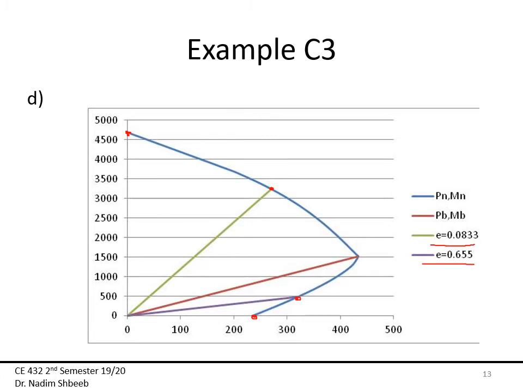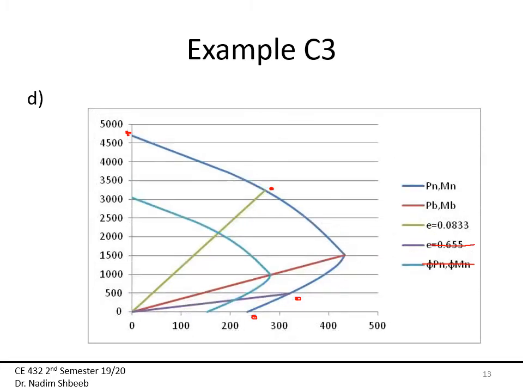Now, we usually don't deal with the nominal, so we usually deal with phi Pn. So in that case, I need to multiply that curve by 0.65. Just let me erase this. So this is the phi Pn, in which case I'll multiply that by 0.65.